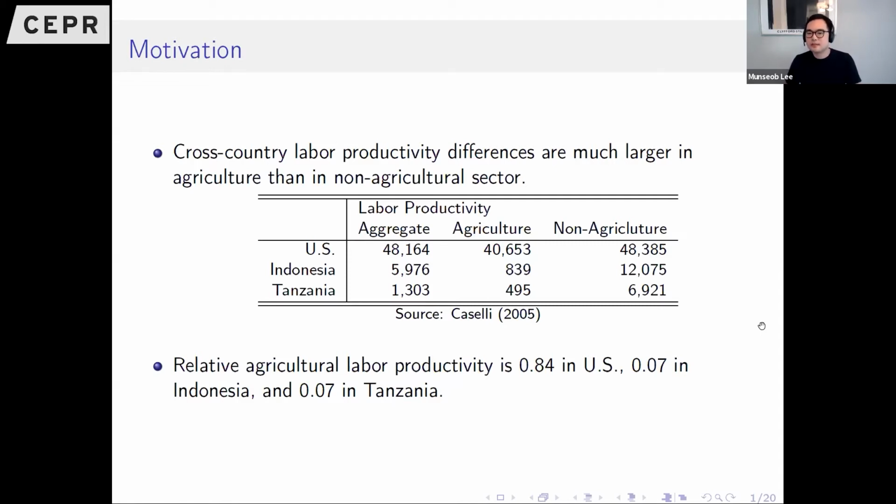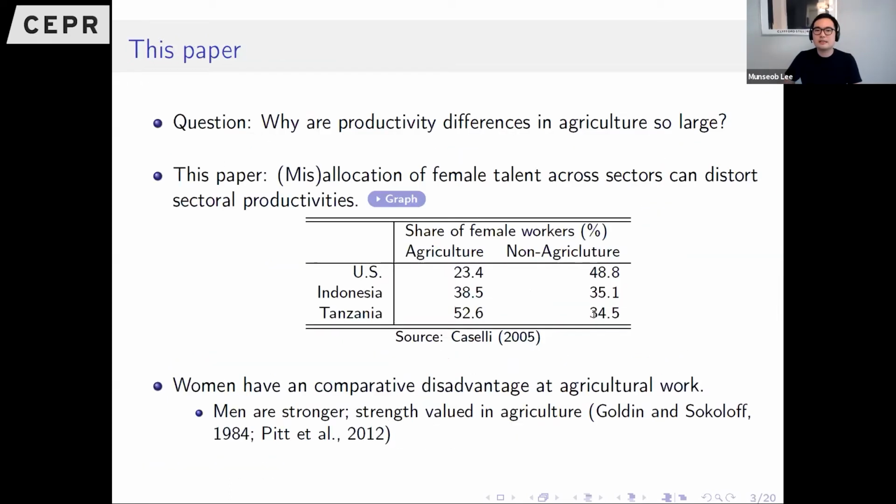productivity is only 7%. There have been many papers explaining the reason behind this, including differences in inputs, say capital or labor, while other papers talk mostly about measurement issues. But the general consensus is that we still have an unexplained part of the agricultural productivity gap across countries. So the big question I'm starting with is this: why are the productivity differences in agriculture so large?